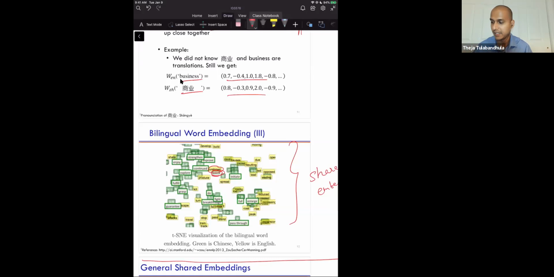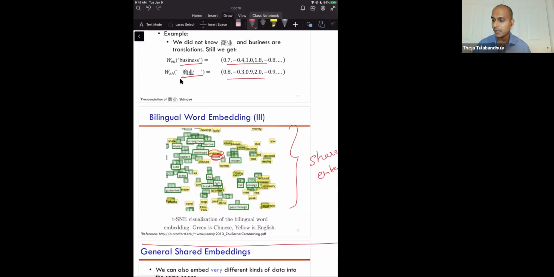So this is called shared embeddings or bilingual word embeddings. And you can use this as a very cheap way to even do machine translation. Once you have it, for each word, go to the embedding, find its nearest neighbors, look at the nearest neighbor which is a Chinese word, and pick that word as the translation. If you do that for every word in your sentence, you can get a very naive translation output.